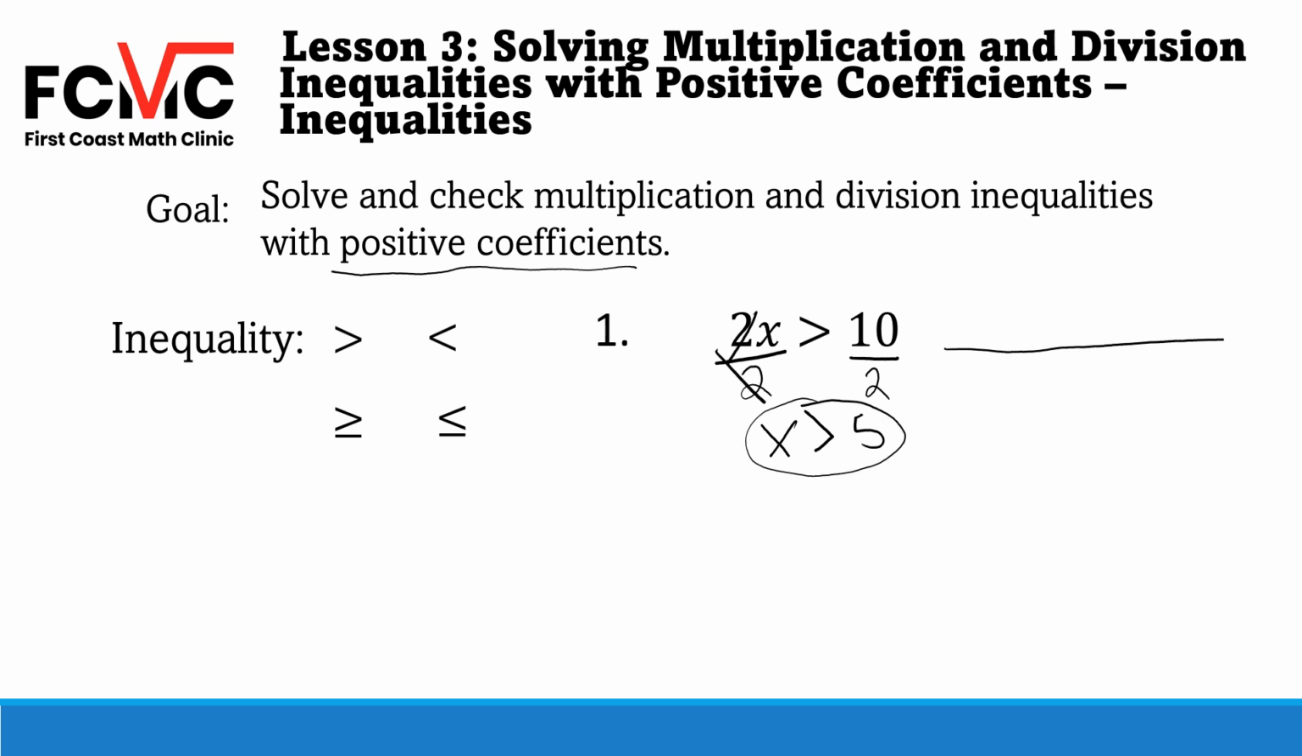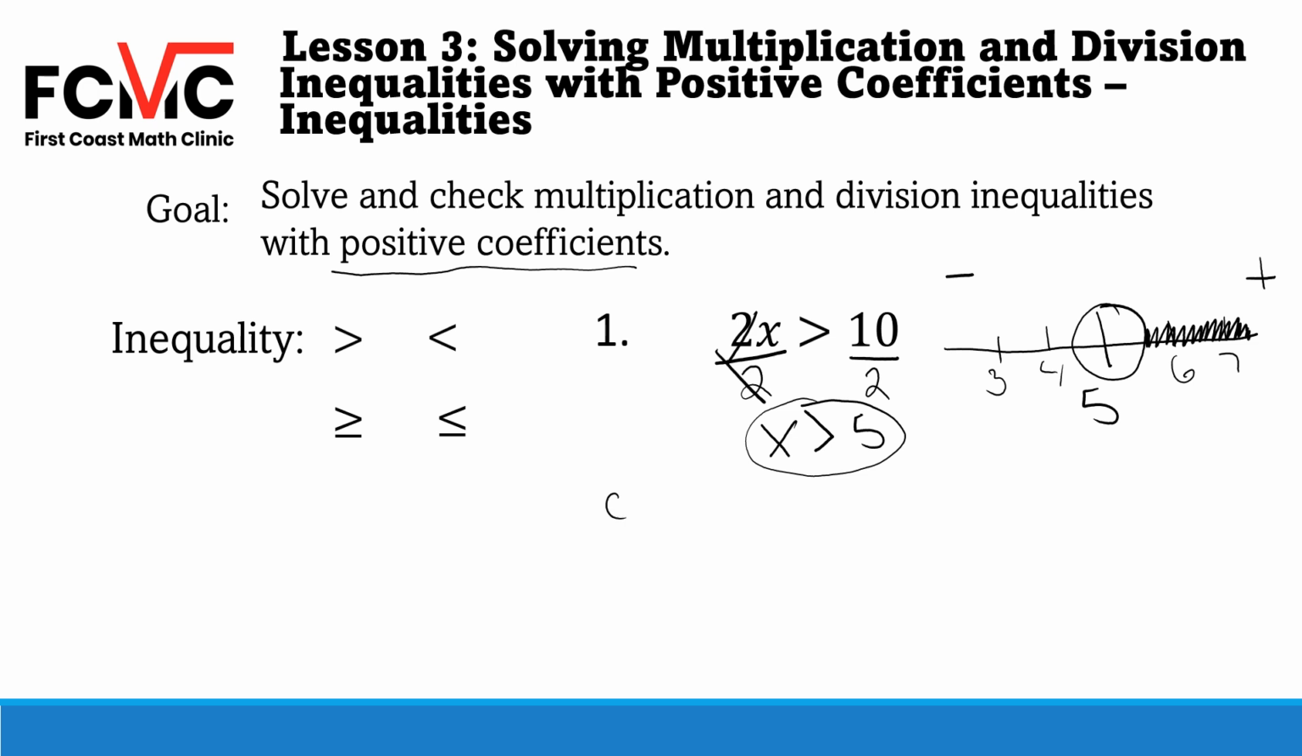So let's draw out our graph. We want an open circle at 5. Larger values to the right, smaller values to the left. So we get 6, 7 to the right, 4, 3 to the left. X is greater, so let's shade to the right.